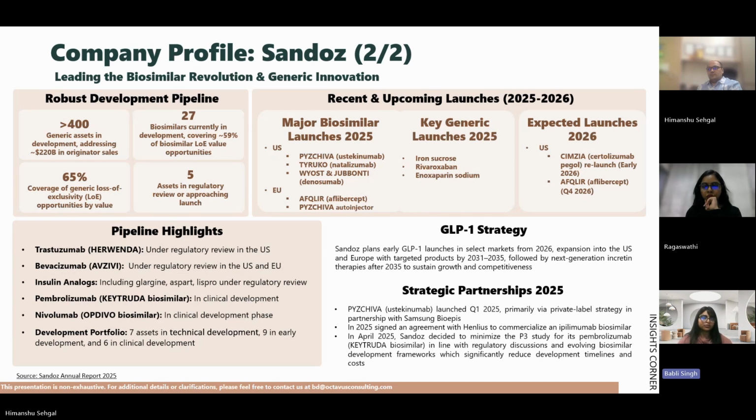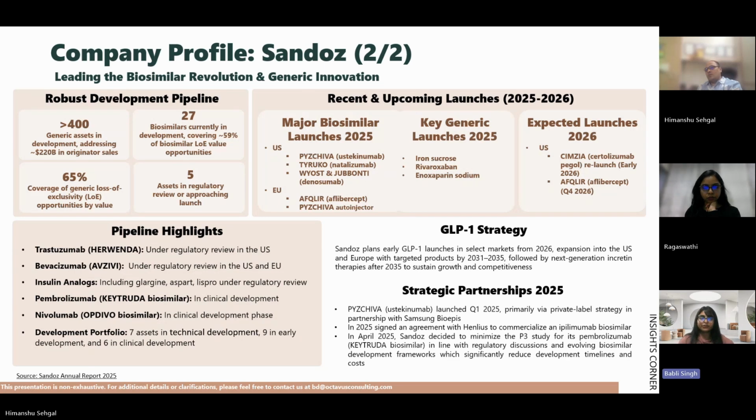Then if we talk about pipeline highlights, trastuzumab is under regulatory review in the US right now, bevacizumab under regulatory review in the US and EU, insulin analogs including glargine, aspart, lispro under regulatory review, pembrolizumab in clinical development and nivolumab in the clinical development phase. Development portfolio: 7 assets in technical development, 9 in early development, and 6 in clinical development.